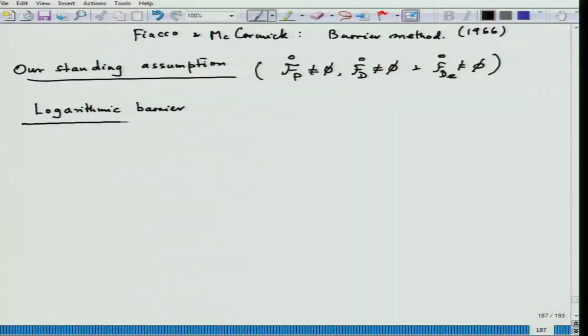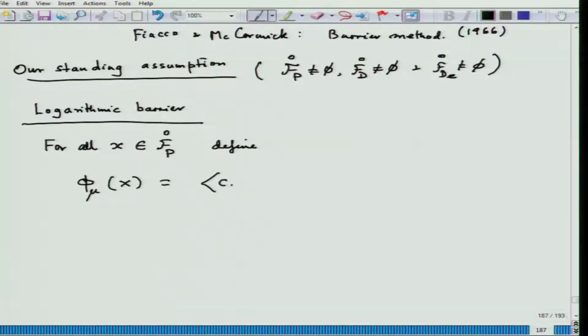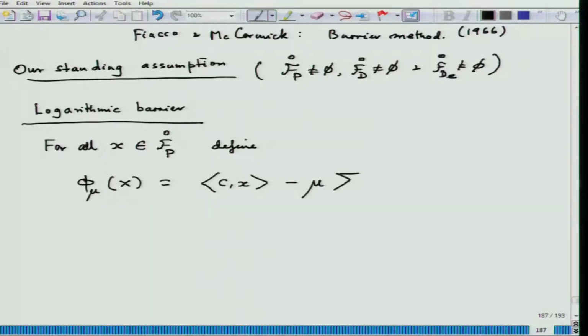For all x in the feasible set, define the function. So this is a constraint, and the constraint x strictly greater than 0 is pushed into the objective. ln means natural log. So, if you are getting confused, ln x is log to base e.